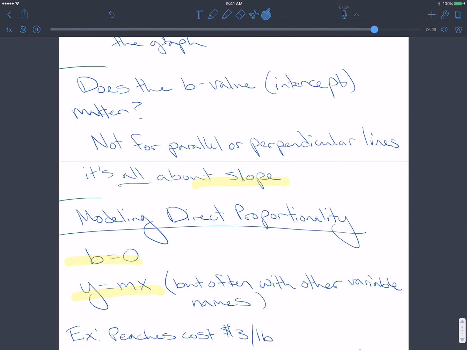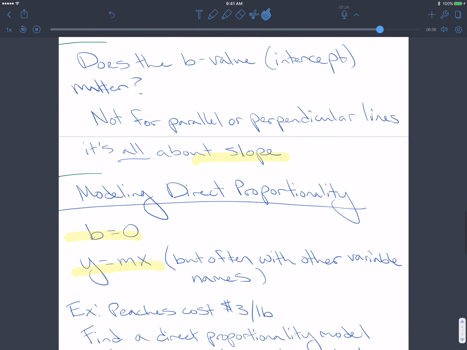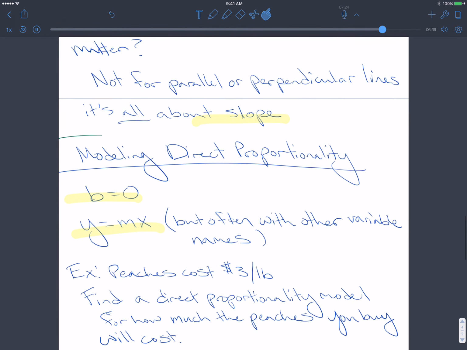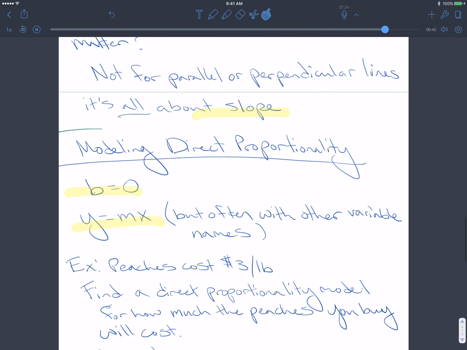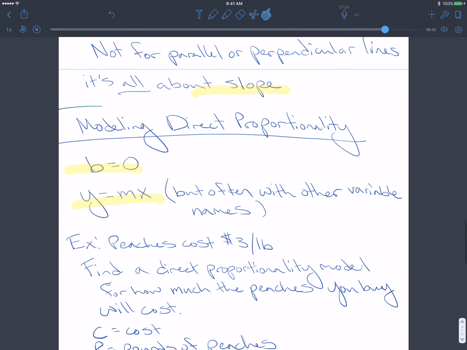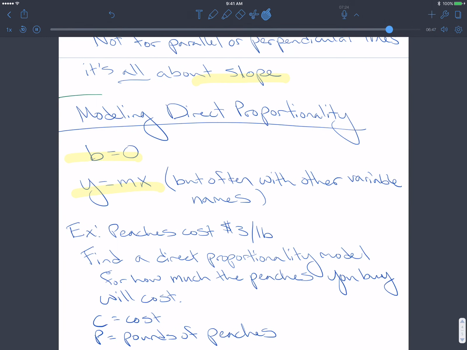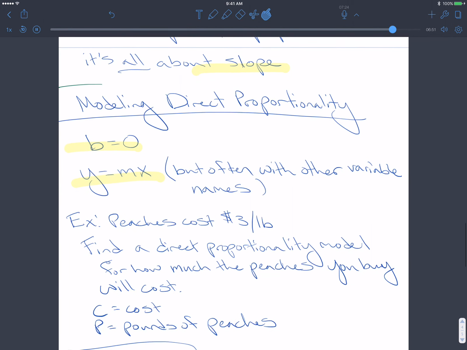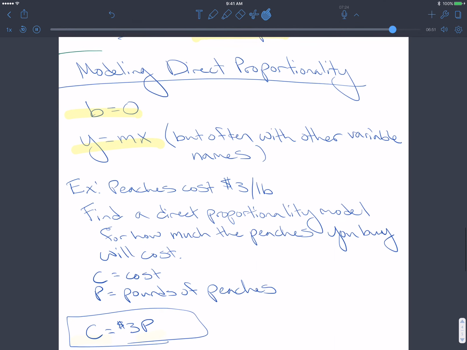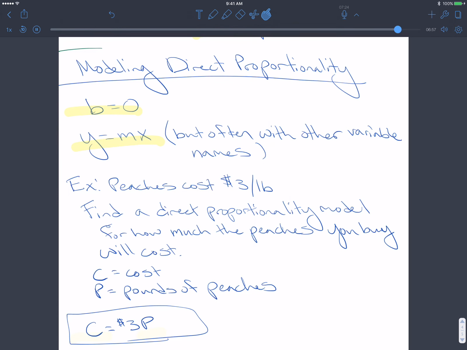An example of this would be, you go to the grocery store and peaches cost $3 a pound. Find a direct proportionality model for how much the peaches you buy will cost. So what you do is you pick your variable names. I'm determining cost, C, so that will be my output, and the input is the number of pounds of peaches that I'm purchasing, P. So if I choose C and P as my variable names for what were x and y before, then C, my output, is going to equal that $3 times the number of pounds of peaches that I purchase.